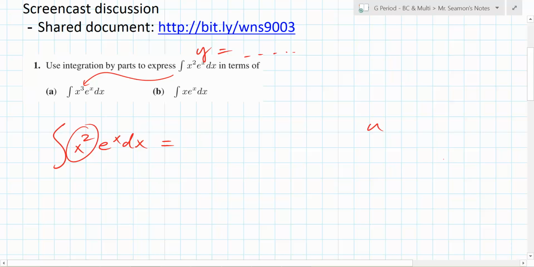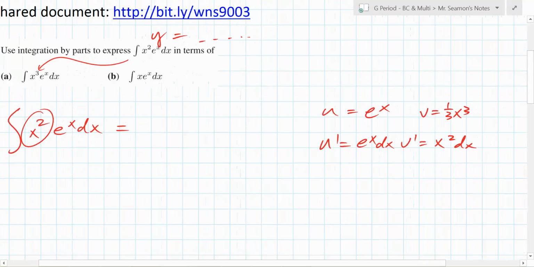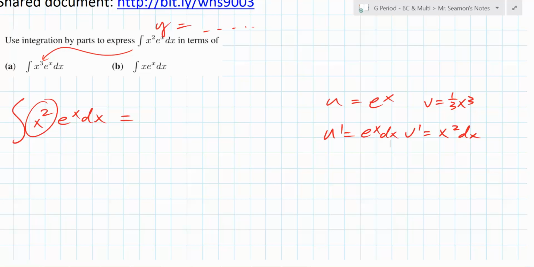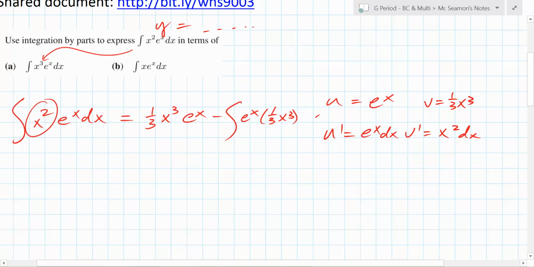So we have u and v prime. Which one is going to be v prime? X squared, like dx. So what's that make v? 1/3 x cubed. So if that's x squared, what does u have to be? So what does u prime have to be? E to the x dx, correct? So now if we use this substitution, what happens? What's u times v? 1/3 x cubed e to the x minus the integral of what? U prime v, which is going to be e to the x times 1/3 x cubed dx, correct?